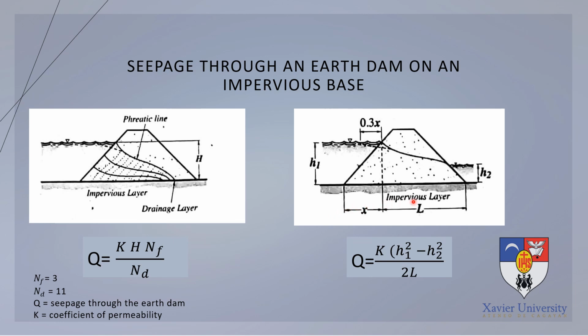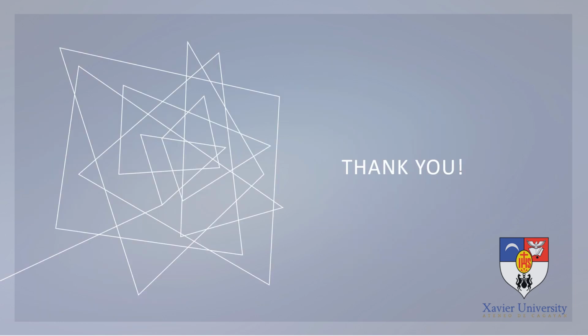L is the length of the base of the dam, and then H1 and H2. Here, no value was given for L, because in the earlier formula, L is not needed. So only H is needed, and then the number of flow channels, which are drawn in the figure. So that would be all about seepage. Thank you so much.